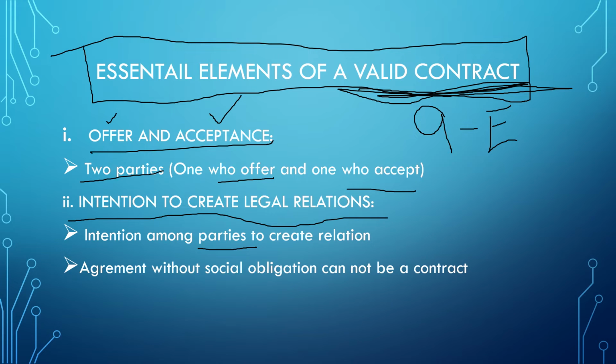So the persons must have moral obligations and social obligations. The social and moral obligations must be followed by them. If they are not following such social or moral obligations, that is not a perfect contract. So that is an invalid contract.